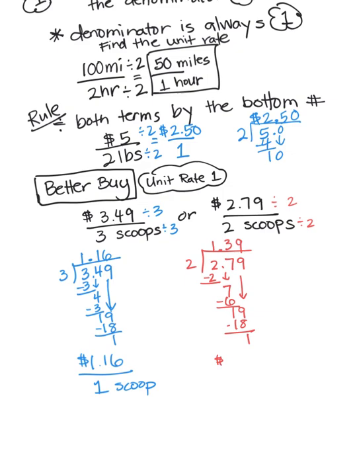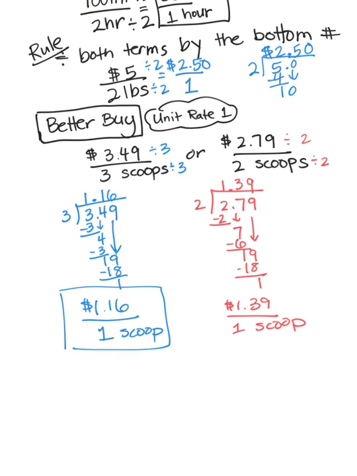This one, they're charging me $1.39 for 1 scoop. So as you can see, the one in blue is actually the better buy, because I'm only paying $1.16 for 1 scoop, and on the other side, if I buy the 2 scoop deal, I'm paying $1.39, which is like a whole 23 cents more. But anyways, this one is the better buy, the blue one. So you found that out by finding the unit rate.